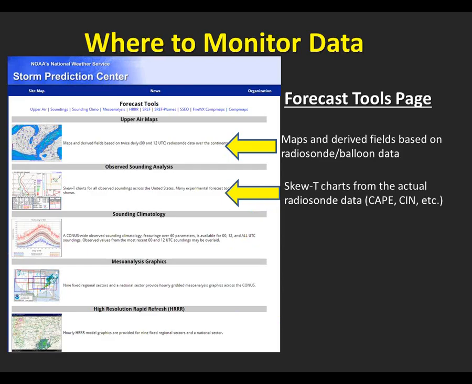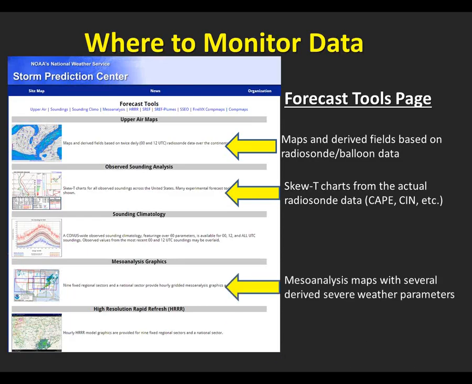And then the next thing you can look at are the observed soundings from the balloons. So here in Norman, we send balloons up twice a day, every day. And so that gives you a vertical profile of the actual profile of the atmosphere. And we'll talk a little bit about CAPE and CIN a little bit later on.